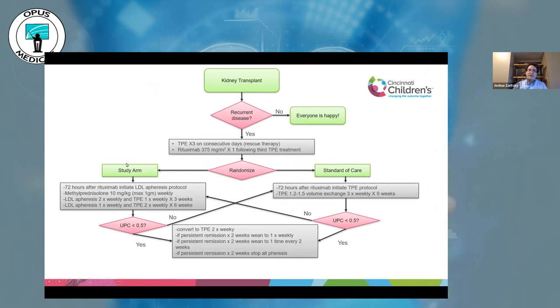So we're hopeful that we're actually gonna have some randomized controlled trial data at the end of the study. Not only will we have some novel data just on the efficacy of TPE done in a prospective trial, but also comparing TPE to LDL apheresis. Now, the study will also include crossover arms. That is, if you don't respond to TPE, if you remain proteinuric, you'd be able to cross over into the LDL. And inversely, if you didn't respond to LDL, you would come into the TPE.